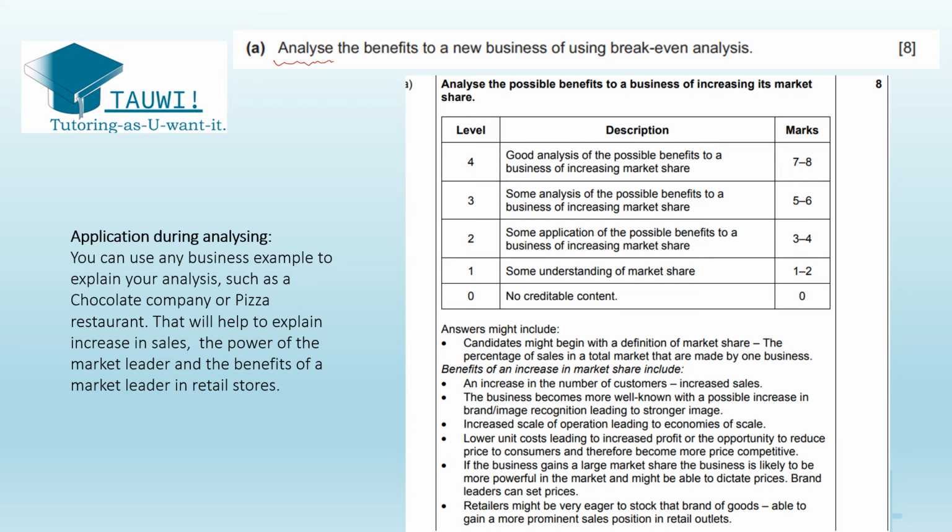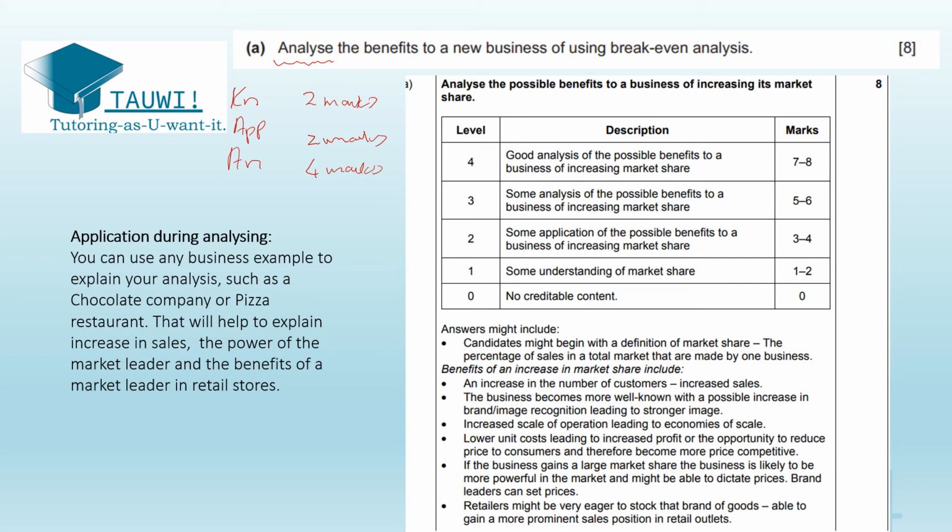Okay, first you're going to explain, because there's 8 marks, so you don't have to evaluate, but you have to give your knowledge, you have to apply, and you have to analyze. So your knowledge will give you 2 marks, application 2 marks, and analysis 4 marks. Right, so let's start.